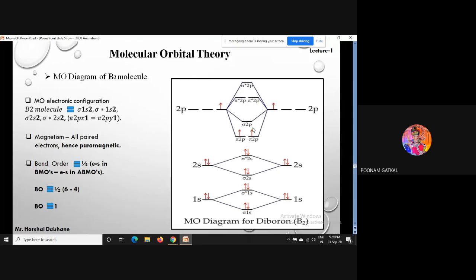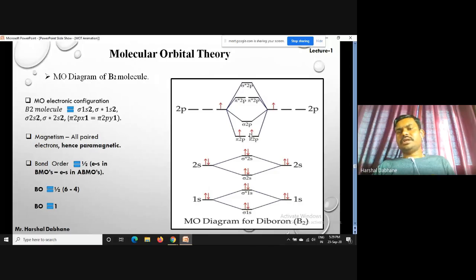Sir, but here there is overlapping of 2px and 2px orbitals, no? See what I already told you. These are degenerate orbitals, px, py, and pz. This is just a nomenclature. We cannot say that this is px; it may be py, it may be pz.